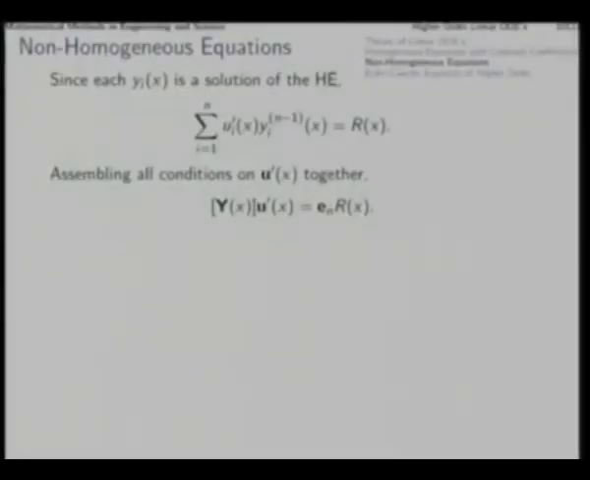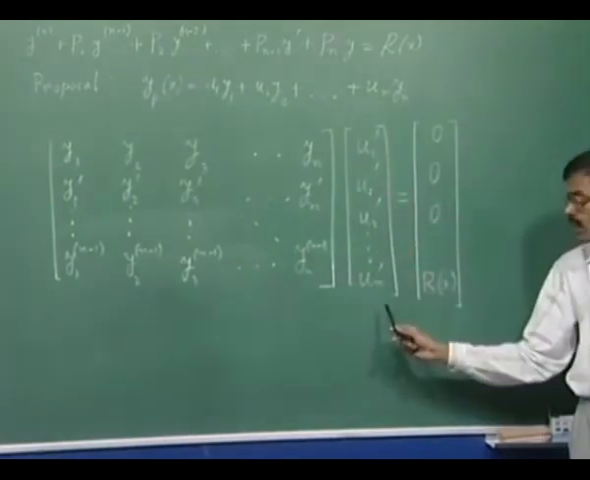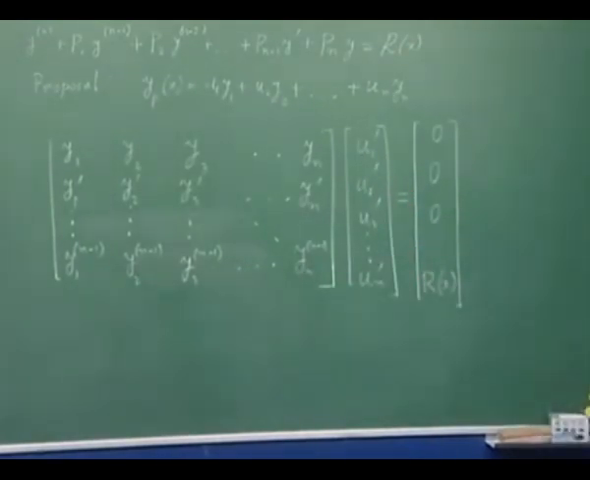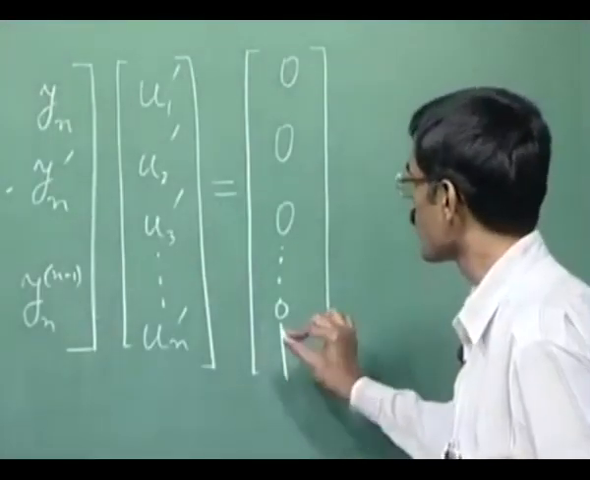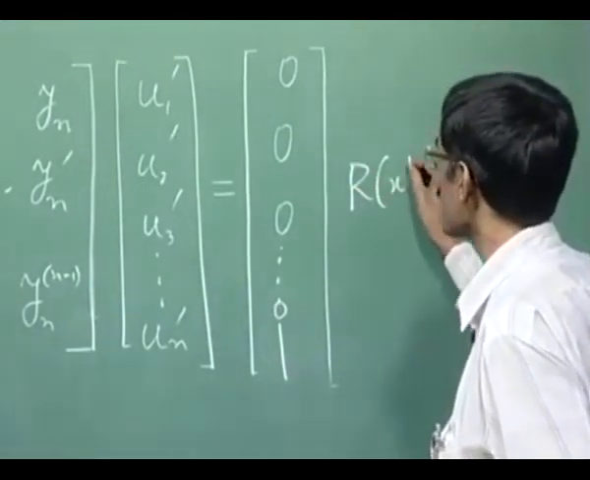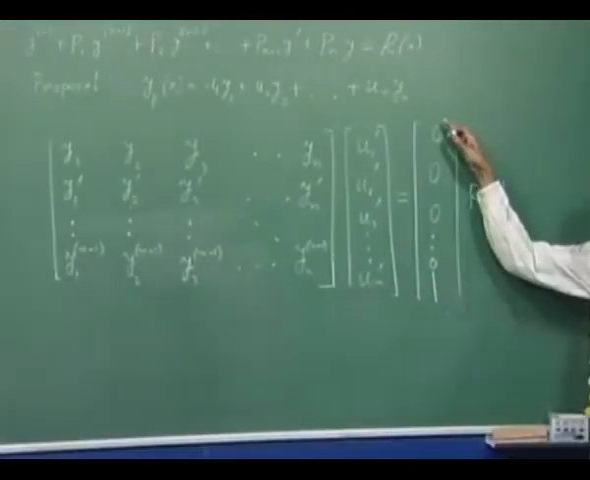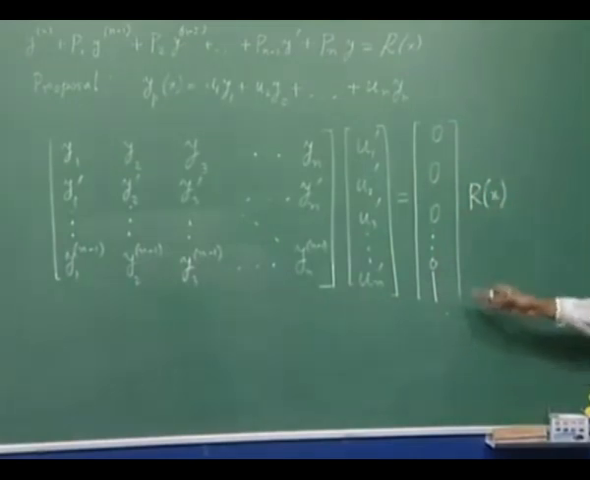So, this is the last equation, and this is the assembled matrix-vector equation together: this matrix into the vector u prime is equal to this vector with all zeros and R(x) at the last entry. That can be written as En into R(x), which means the last entry is 1 and here we have R(x). So, this is En, the last natural identity member in the n-dimensional space.